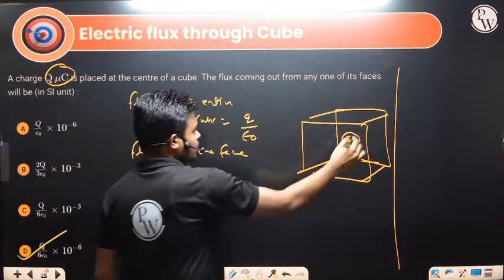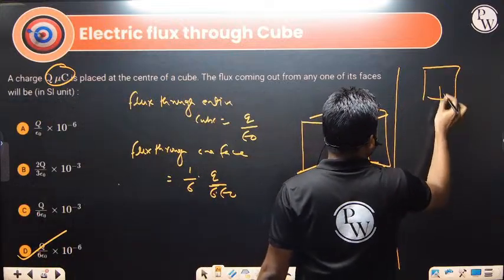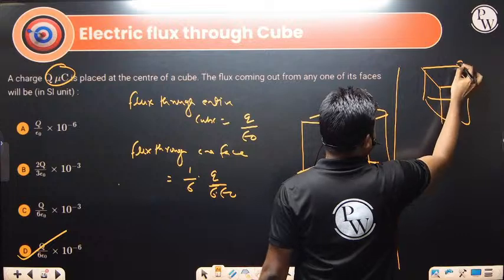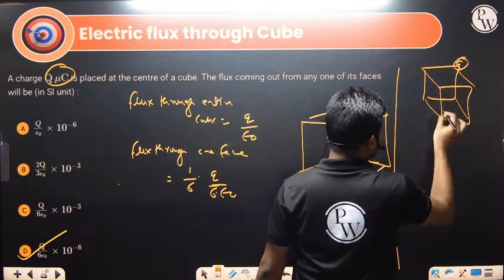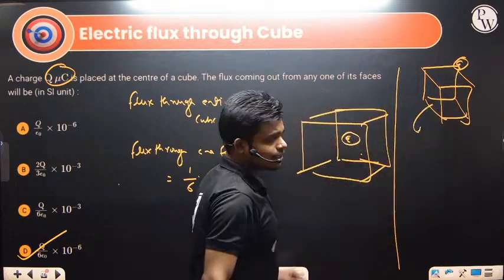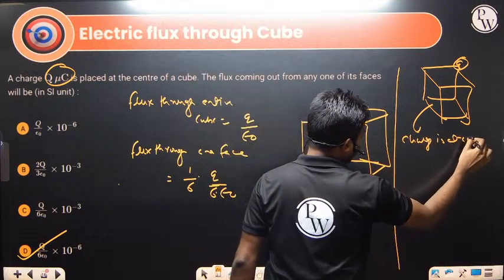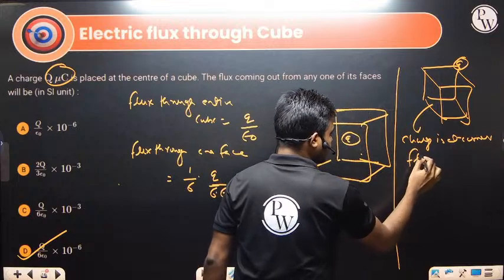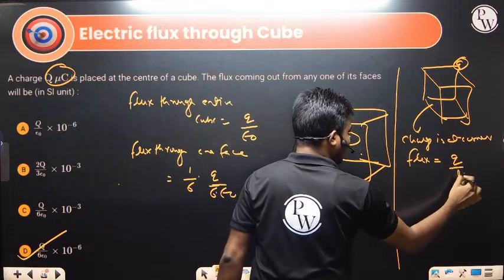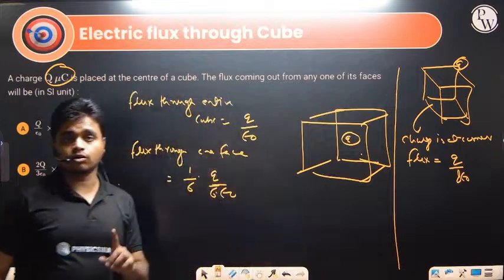Now, suppose the question is asking, if I am keeping the charge at the corner, what is the flux through the cube? Charge is at the corner, and if they are asking for flux, what is the flux? Q by 8 epsilon naught. If the charge is at the corner, Q by 8 epsilon naught.